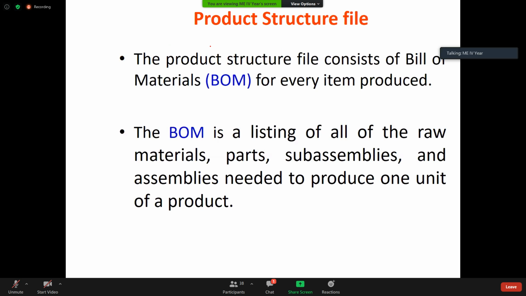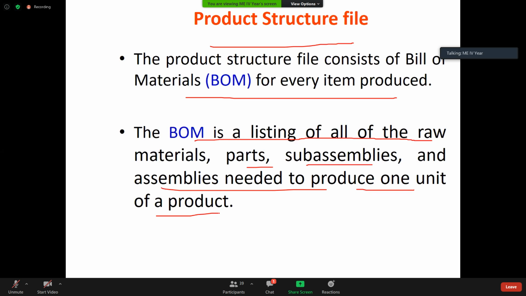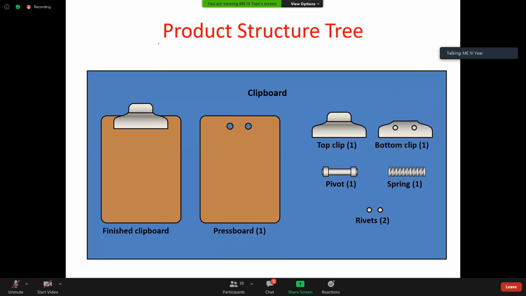The product structure file we also call the bill of material. We discussed that the bill of material is a listing of raw materials, parts, sub-assemblies, and assemblies needed to produce one unit. For example, a product structure tree. Till now we discussed motors and vehicles, so we'll see one simple pad, a writing pad, exam pad. So the finished clipboard is the end product.